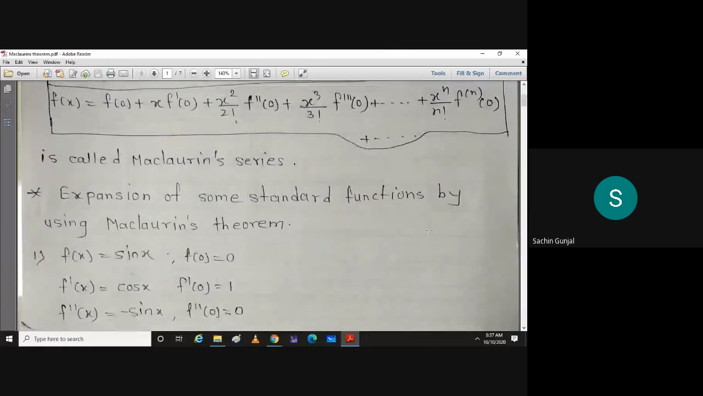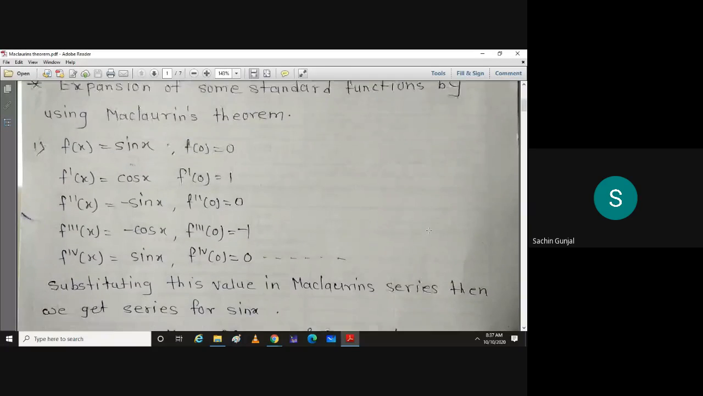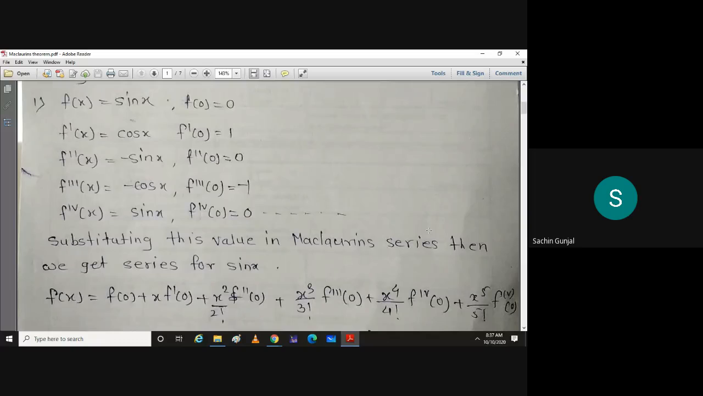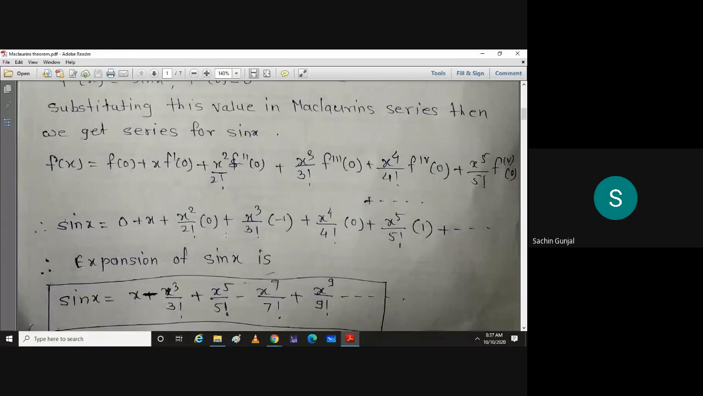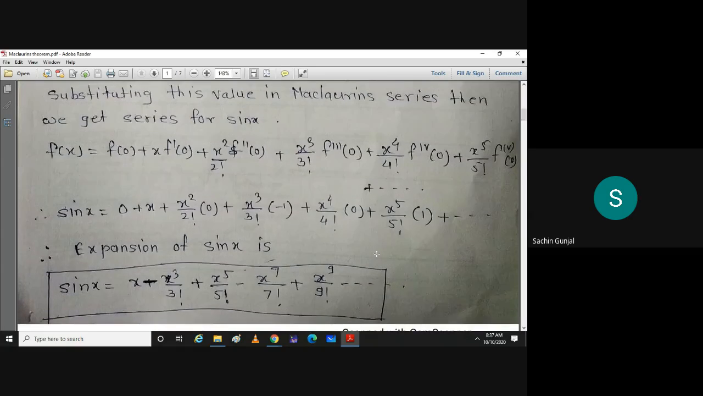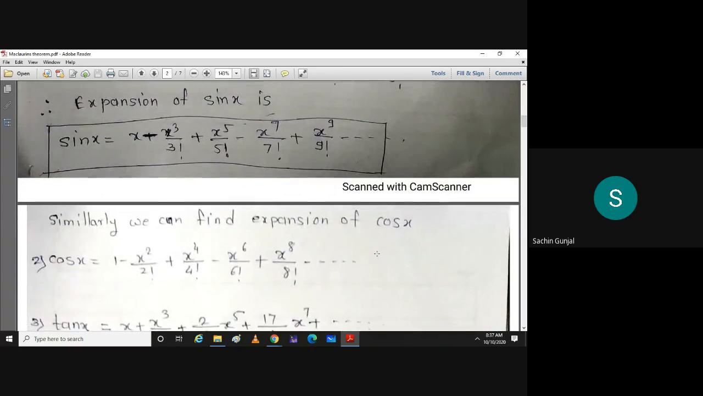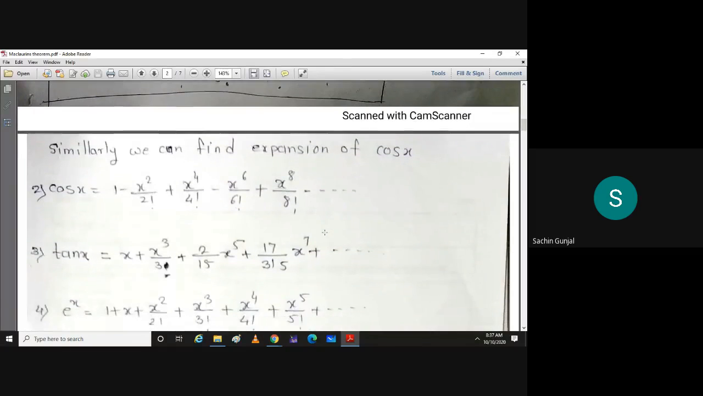After that we considered one problem to find the series expansion of sine x, and we observed that it is x minus x cubed by 3 factorial plus x raised to 5 by 5 factorial minus x raised to 7 by 7 factorial and so on. Please note down this series expansion because we are going to use it in further problems. Similarly we can obtain series expansion of the following functions.